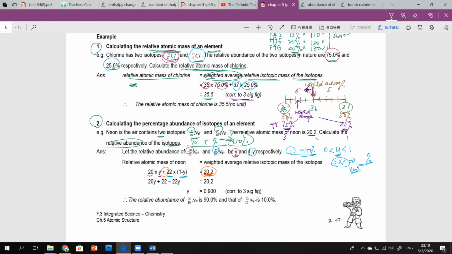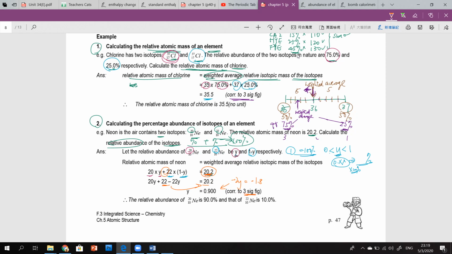And you exchange the terms, okay? That 22 comes here, right? And you may get what? You may get 2 minus 2y equals minus 1.8. So we will get this data, right? So you divide by minus 2, you may get y is equal to 0.9.